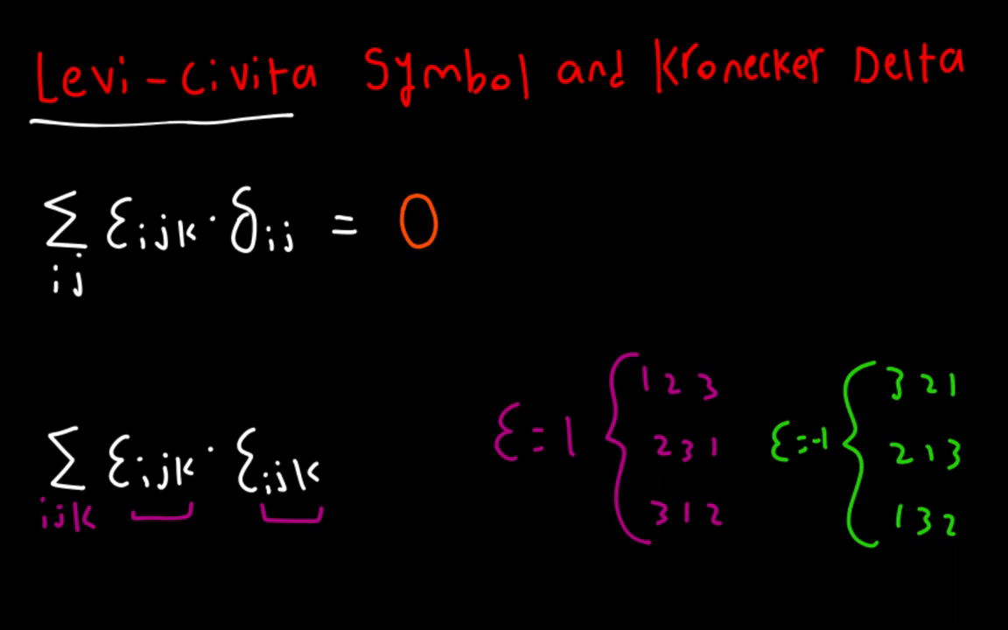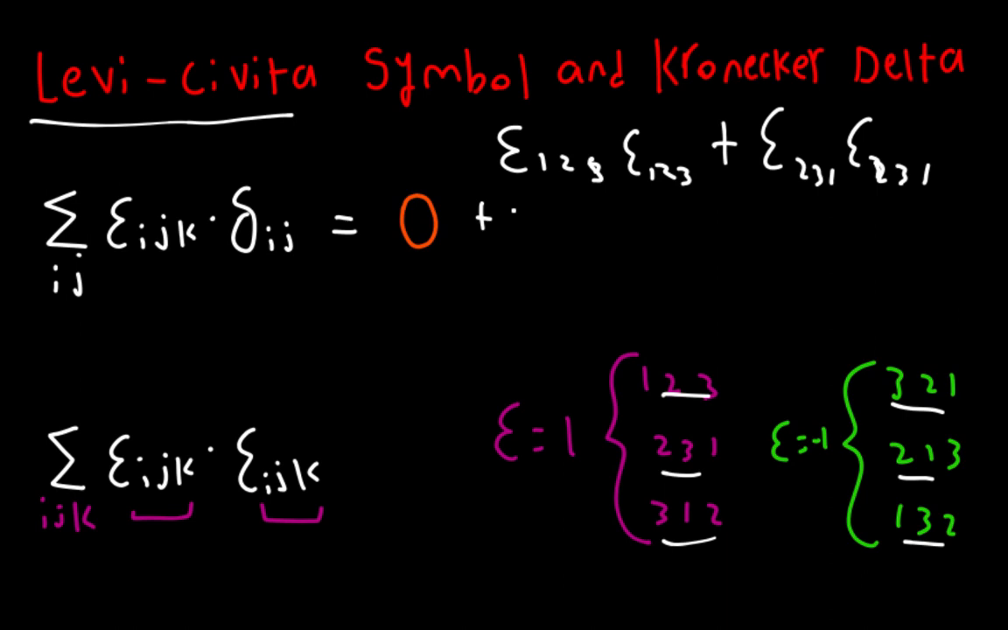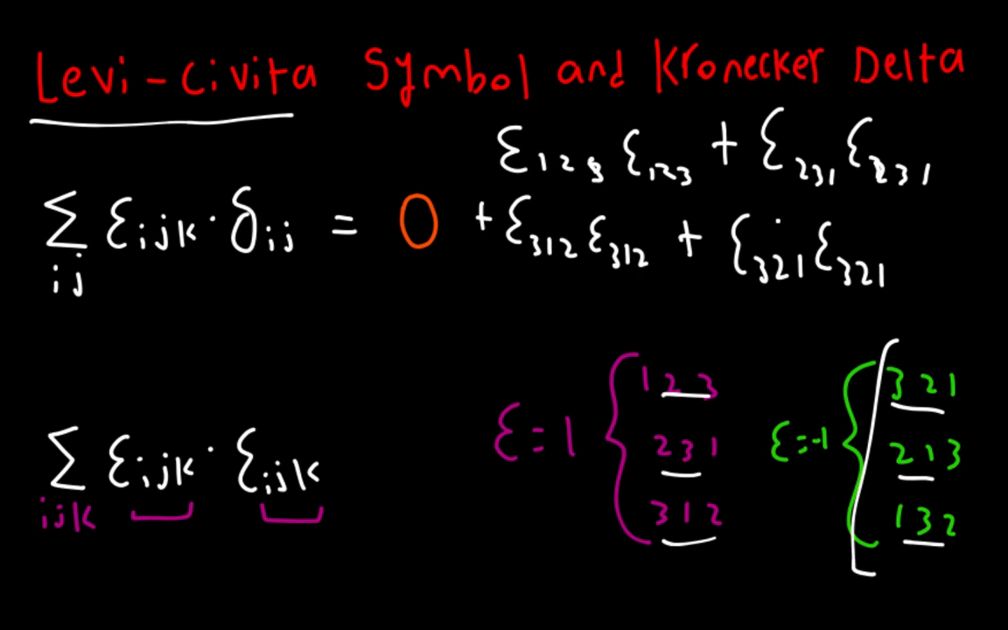Now, the reason this is helpful is because now we know all other terms are going to equal 0, so we only have 6 terms that we need to sum over. So we can go ahead and just do this. In this case, we have epsilon 1, 2, 3 times epsilon 1, 2, 3, plus epsilon 2, 3, 1 times epsilon 2, 3, 1, plus epsilon 3, 1, 2 times epsilon 3, 1, 2, plus, and now we're getting over into these terms over here, epsilon 3, 2, 1 times epsilon 3, 2, 1, plus epsilon 2, 1, 3 times epsilon 2, 1, 3, plus epsilon 1, 3, 2 times epsilon 1, 3, 2, right?